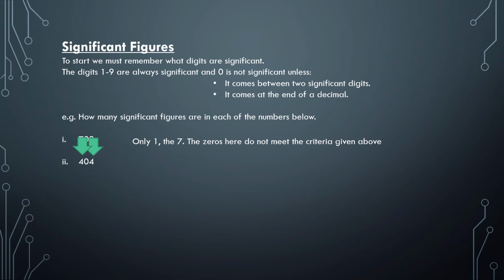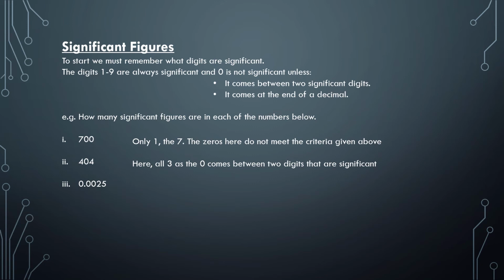And then I'm looking at my 0. Well, this time my 0 is sandwiched between 2 significant things, and so the 0 there is also significant. So in this case, all 3 of my digits are significant. So there are 3 significant figures here in this number.